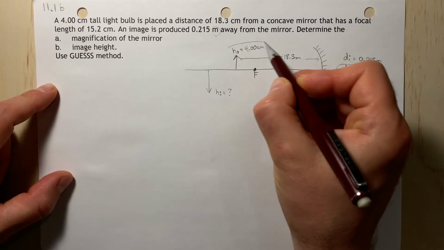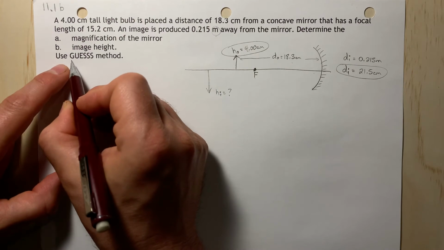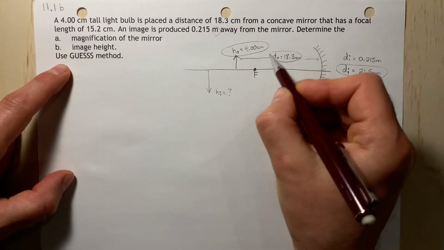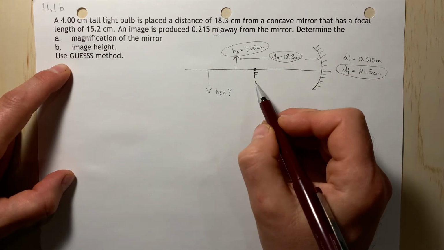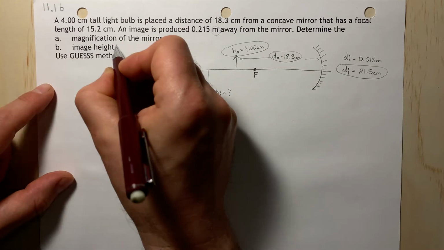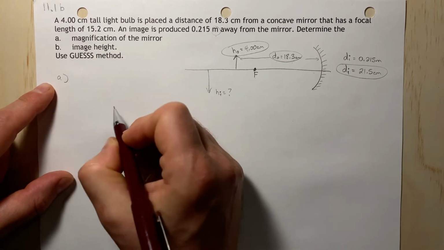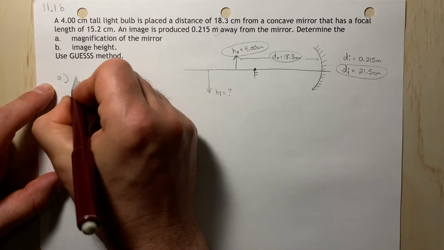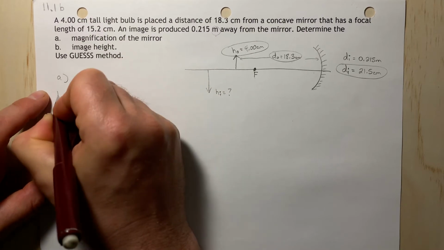Couple things. Here's some of our given information. When you see this GUESS method, this G is given information. Here's the given information we've got. U is unknown. Okay, so for part A, it says find the magnification. Here's my unknown. Let me sneak this in quickly.